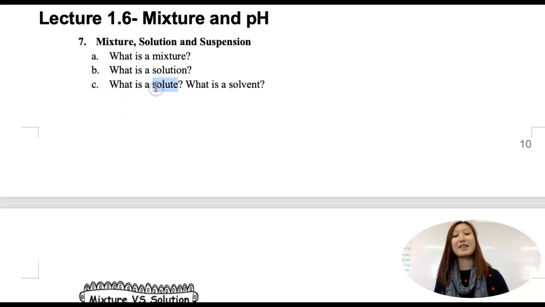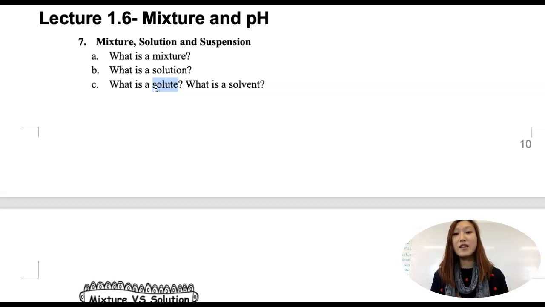A solute is something that you dissolve into the solution, and the solvent is what's being used to dissolve the solute. So in terms of salt and water, the salt will be the solute and the water will be the solvent. Normally, you would think about solvent a lot of the times as a liquid, and solute could also be a liquid or a solid.